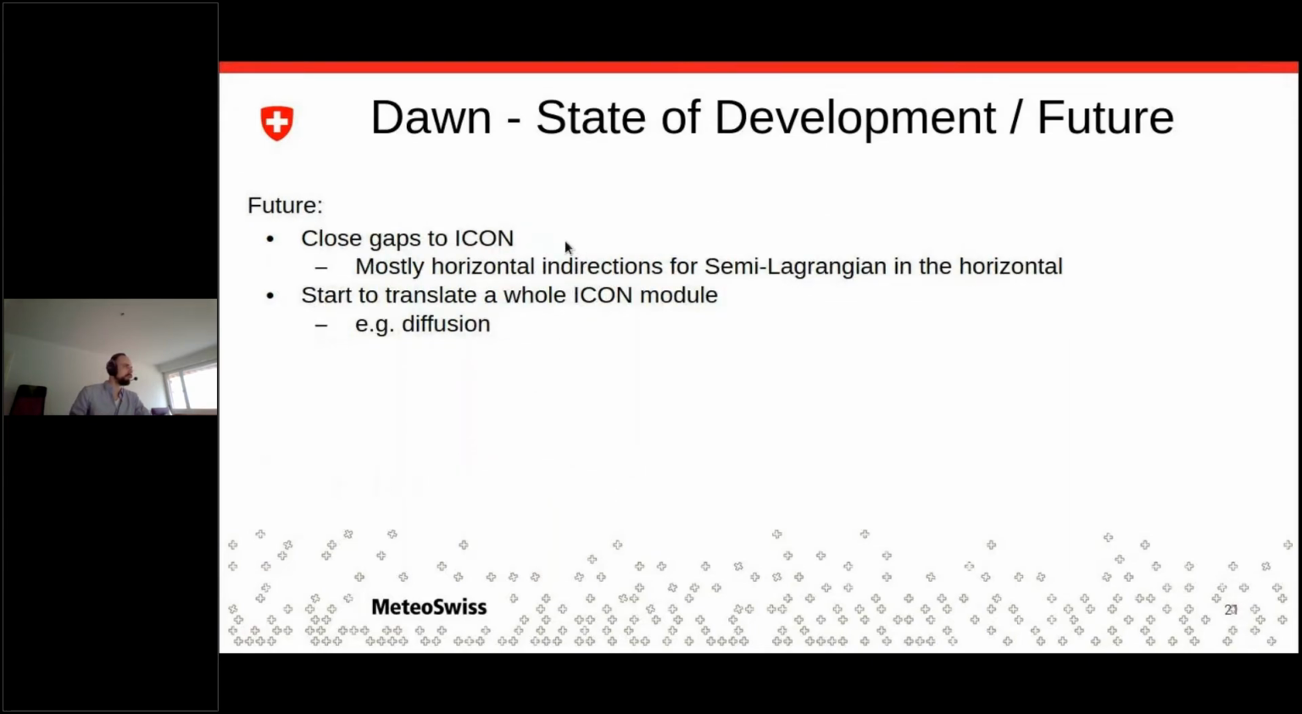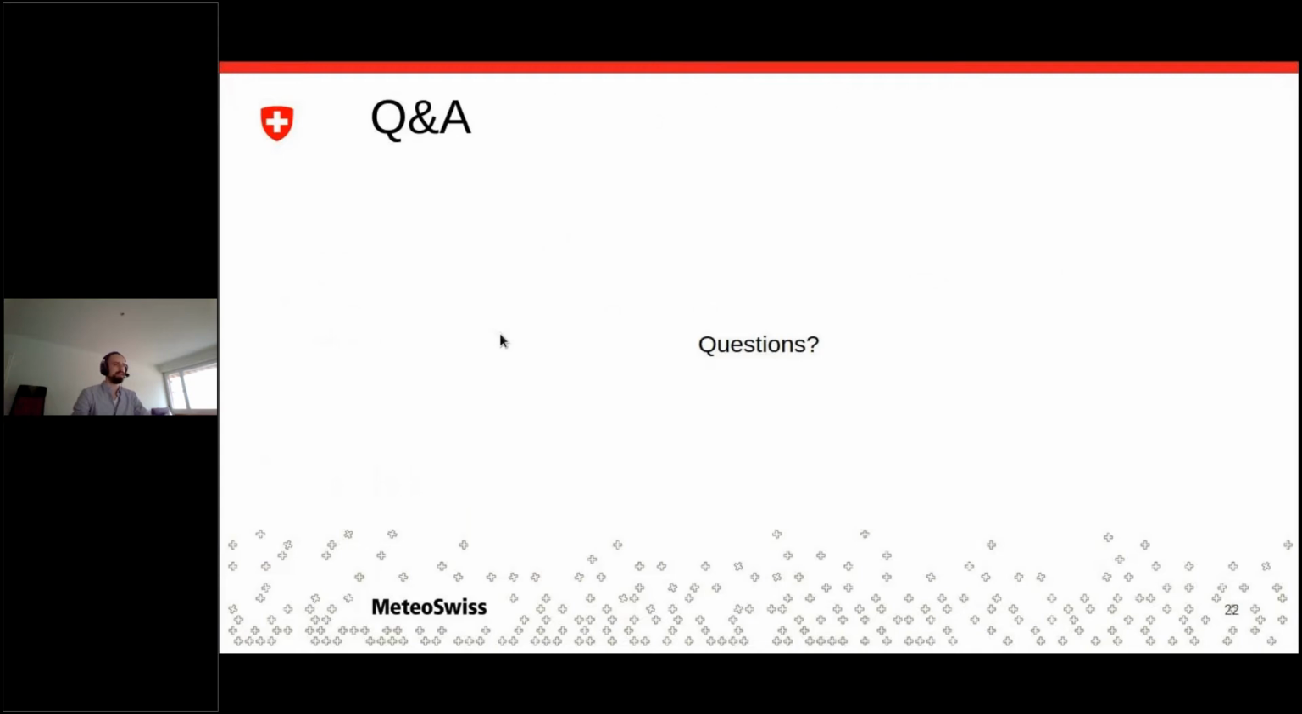In the future, we want to further close the gap to Icon. That means mostly horizontal indirections for semi-Lagrangian schemes. And we want to start to translate whole Icon modules, for example, the diffusion component. And that concludes this introduction to Dawn so far. I hope we could give you a clearer view on what Dawn actually is and how it tries to solve these issues, the 3PP problem, for example.